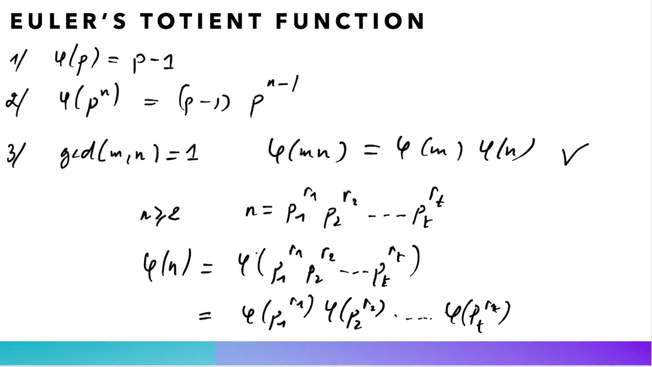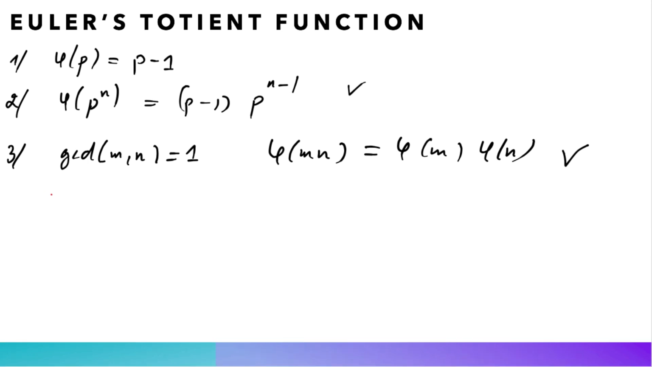Now from here we use the second proposition to get that this is equal to p1 minus 1 all times p1 to the r1 minus 1 times p2 minus 1 all times p2 to the r2 minus 1 until we get to pt minus 1 times pt to the rt minus 1. And actually this gives us a straight way to compute phi of n for every integer n greater than 2. Now before we prove our claims here, let us see how things work on a concrete example.